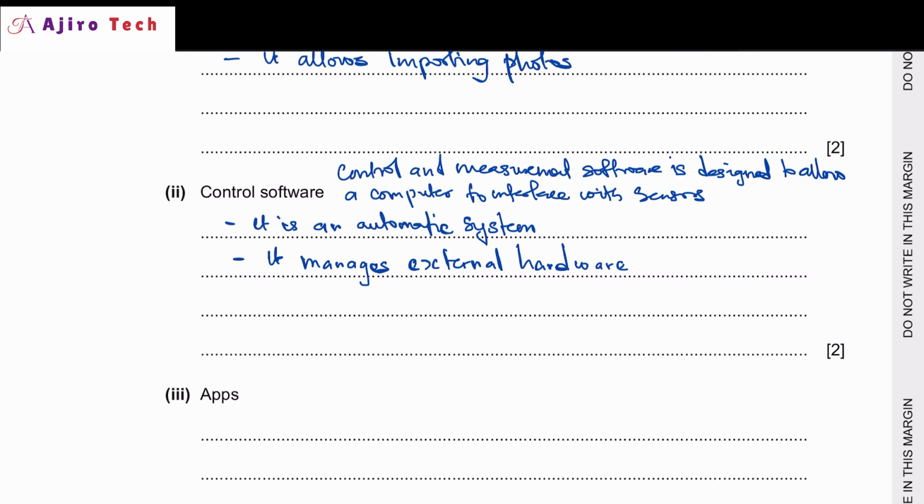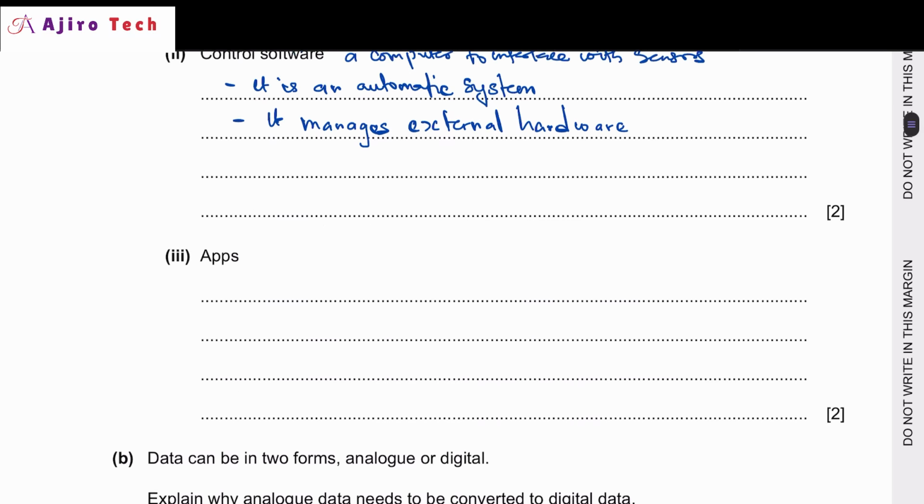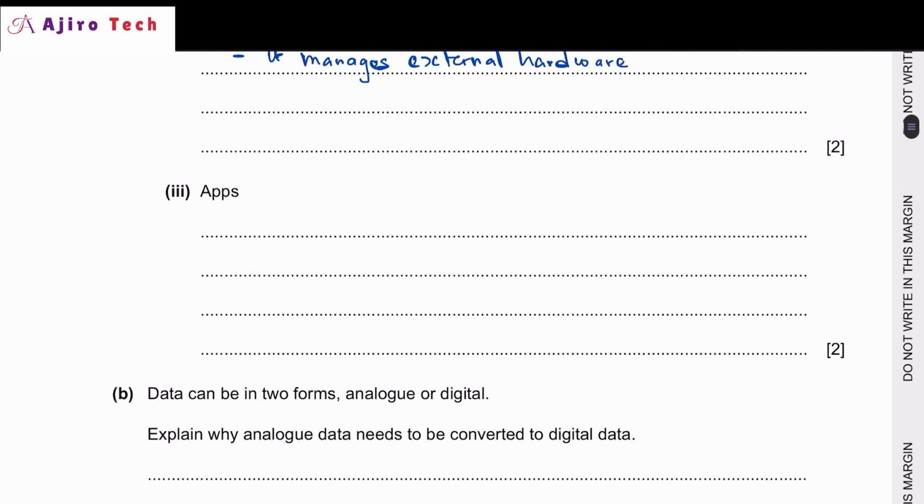Okay, let's look at apps. Now we have apps and applets. When we talk about the applets, they are small applications that perform a single task. They perform that single task on that device.